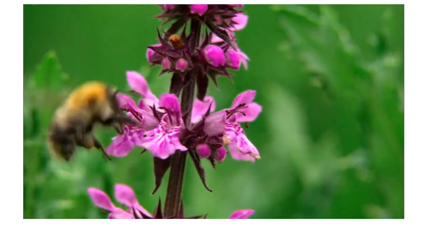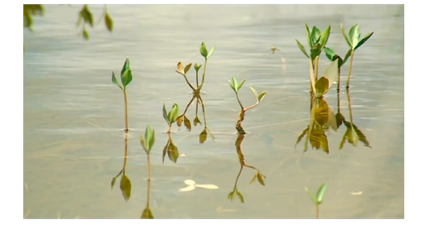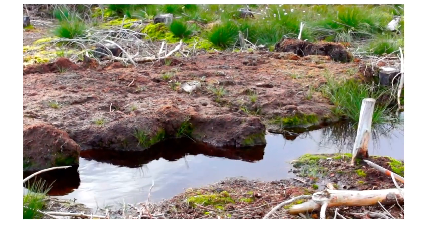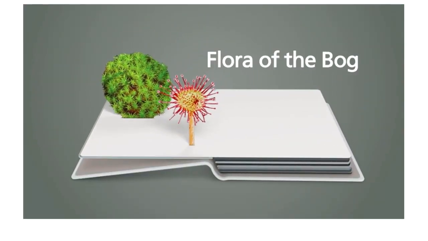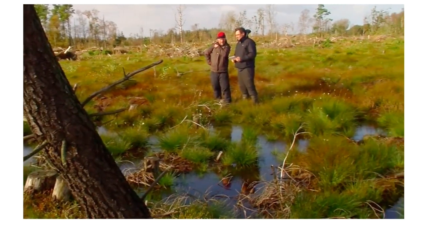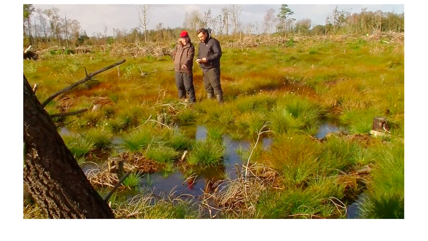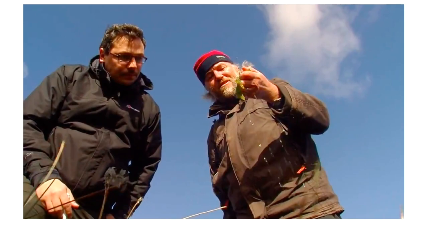Bogs are also an extremely important ecosystem and provide habitat for many of Ireland's plants and animals. The natural wetness of the bog is what makes these habitats thrive. Flora of the bog. Sphagnum moss is an example of a plant which needs waterlogged conditions. It is probably the most important plant in the bog and is known as the bog builder.